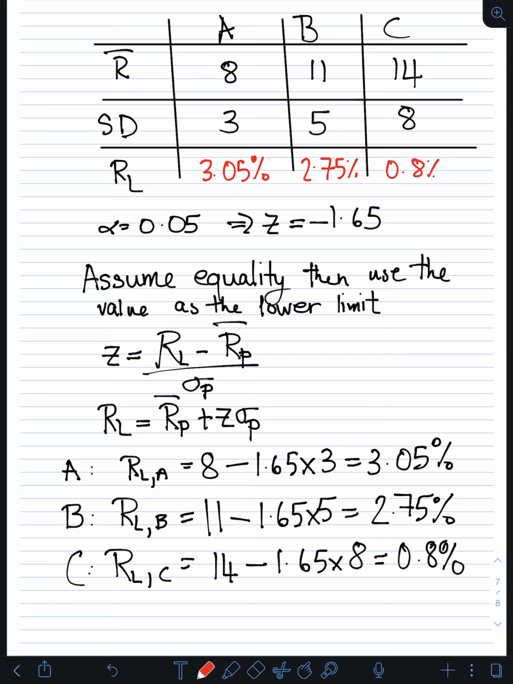0.8%. Now what was our goal? Our goal was to pick the highest RL that we can find. If we pick the highest, what's the highest number? 3.05%. 3.05% is the best number we can get. So we are going to pick portfolio A.